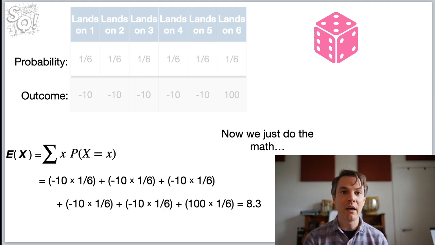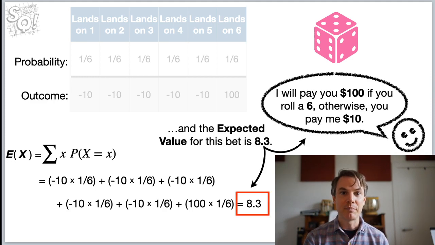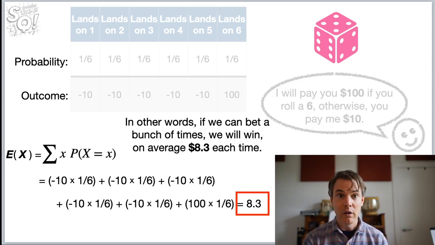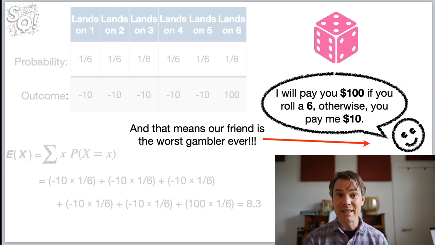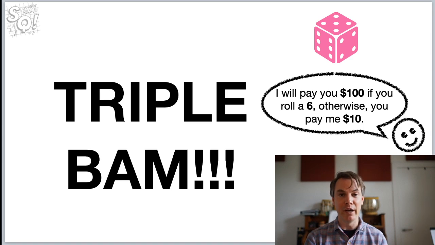Now we just do the math, and the expected value for this bet is 8.3. In other words, if we can bet a bunch of times, and not just once, we will win, on average, $8.30 each time. And that means our friend is the worst gambler ever. Triple bam.